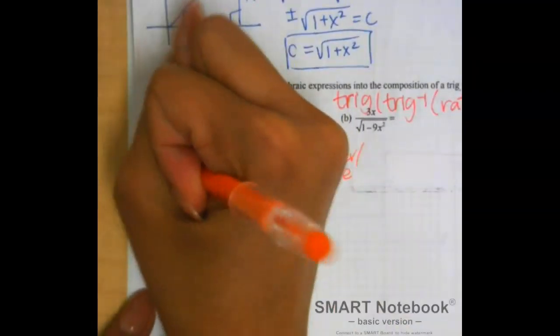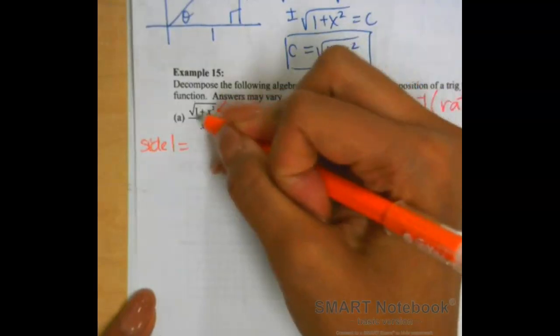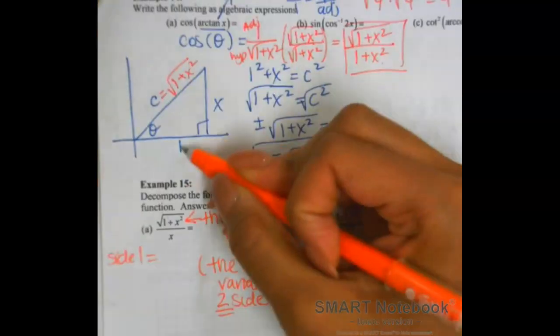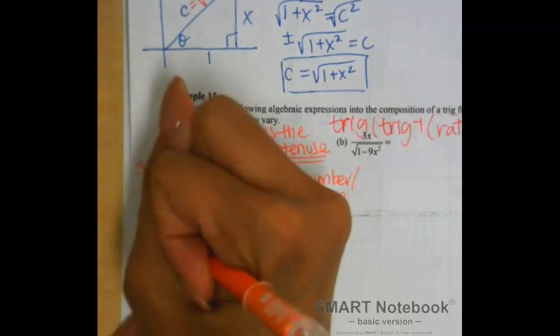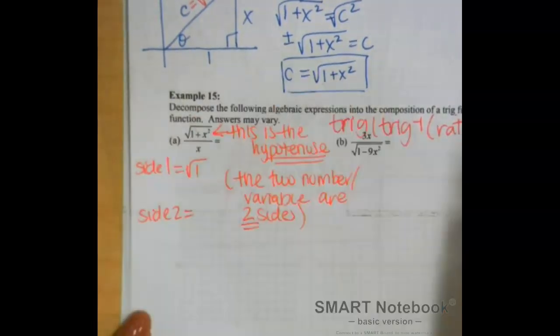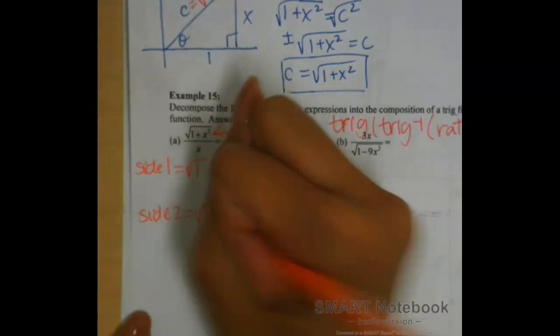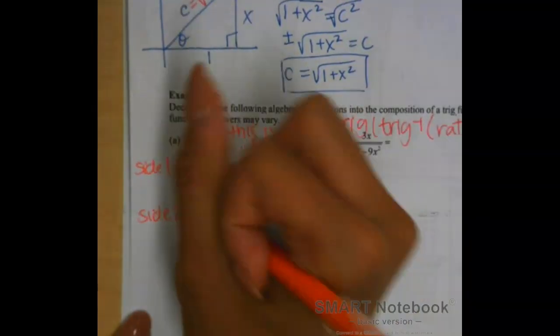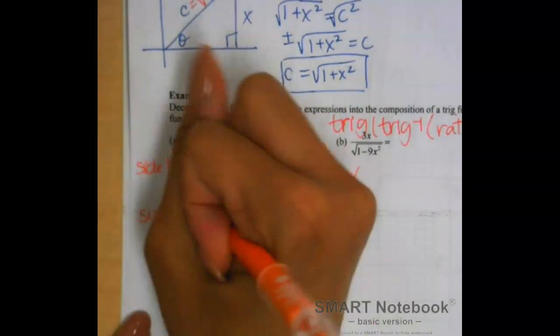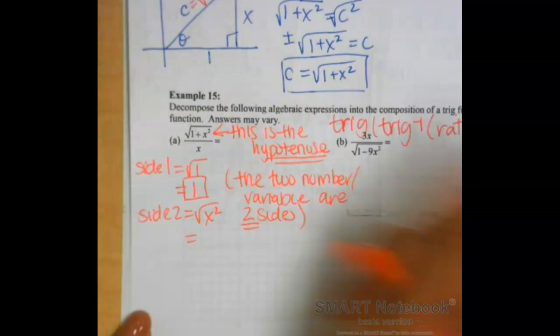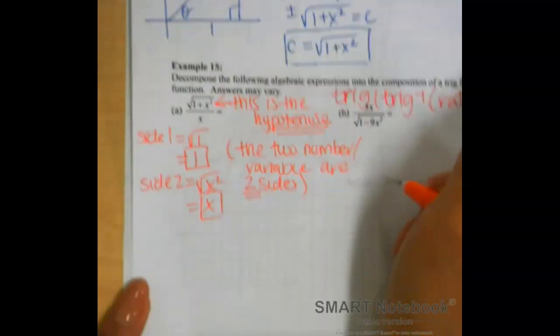Okay, so let me show you how to find your sides. For side 1, we're going to take the square root of 1, because we already told me 1 was one of your sides. And then for side 2, what do you think we're going to take the square root of? X squared. Giselle, what's the square root of 1? 1, not a trick question. What's the square root of x squared? X. Okay, cool. Those are the 2 sides of your triangle.